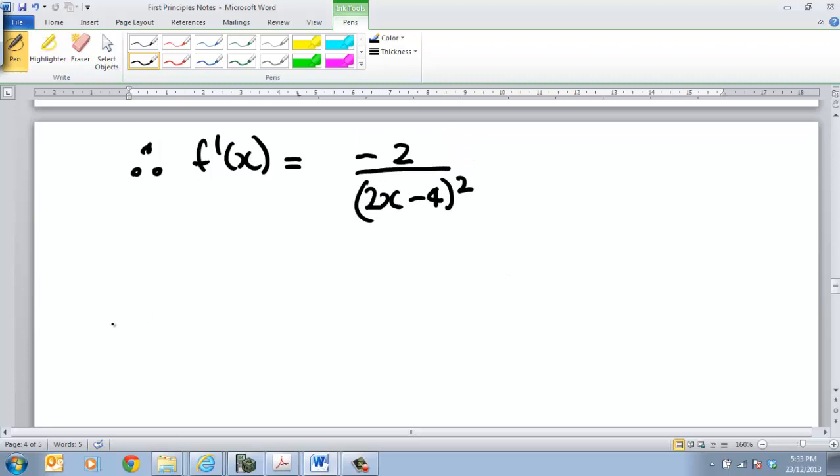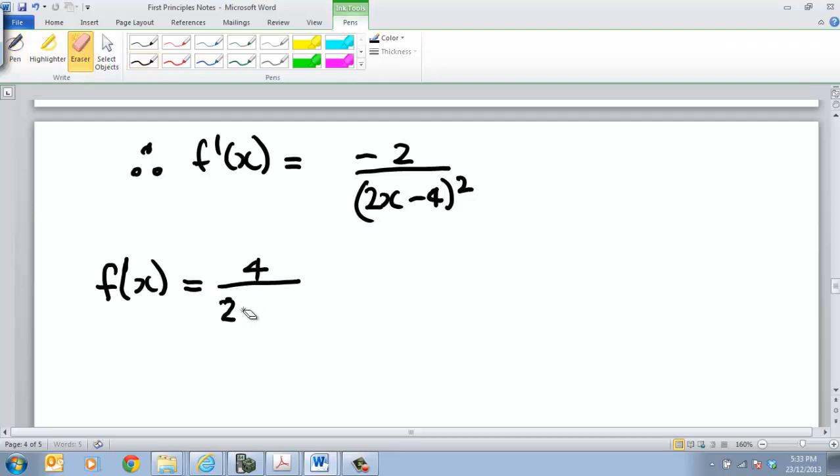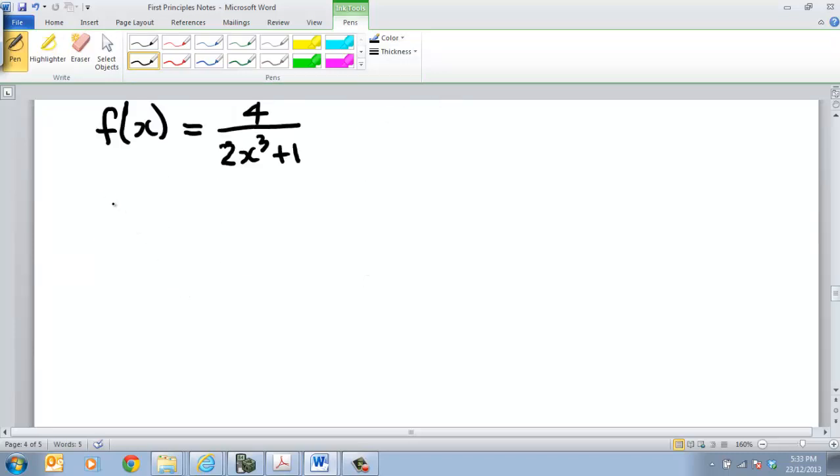Let's do another example which is slightly harder. Doesn't have to be much harder, but let's do one which is a little bit harder. Let's do f of x equals, let's put a 4 up there and make that 2x, well, let's make it 2x cubed plus 1.